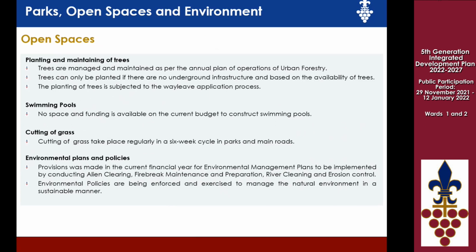Then looking at open spaces, planting and maintaining of trees. Trees are managed and maintained as per the annual plan of operations of urban forestry. Trees can only be planted if there is no underground infrastructure and based on the availability of trees. The planting of trees is subject to the wayleave application process. Swimming pools, no space and funding is available on the current budgets to construct swimming pools. The cutting of grass takes place regularly on a 6-week cycle in parks and then in main roads.